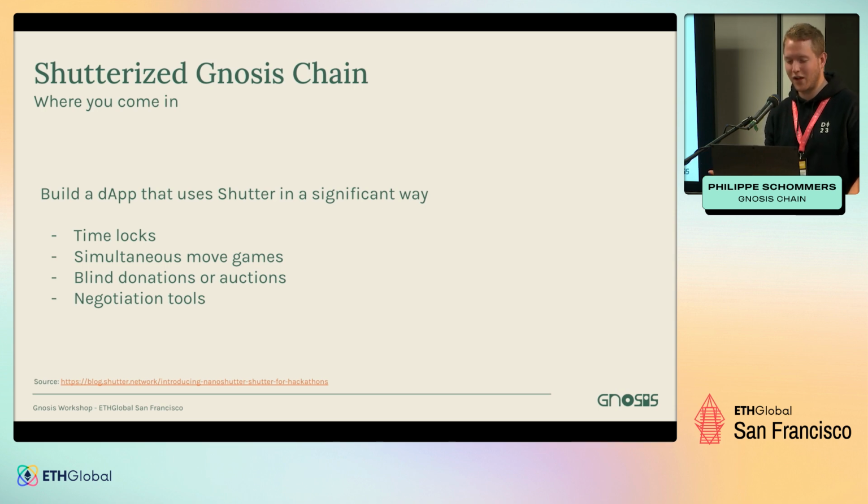Another way to win a Shutter bounty is to build a dApp that uses Shutter in a significant way. For example, you can use it to build time locks or simultaneous move games. Let's say you play rock, paper, scissors on chain, and if you know what the other person played, then you can just win by default because you can choose the right move. This can be prevented by Shutter. Or you can build blind donations, auctions, or negotiation tools. Basically, that's a big set of applications that you could build with Shutter.